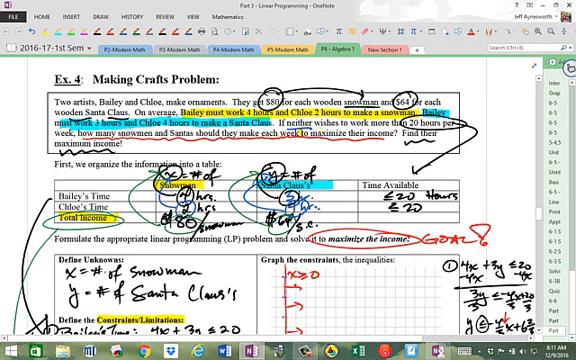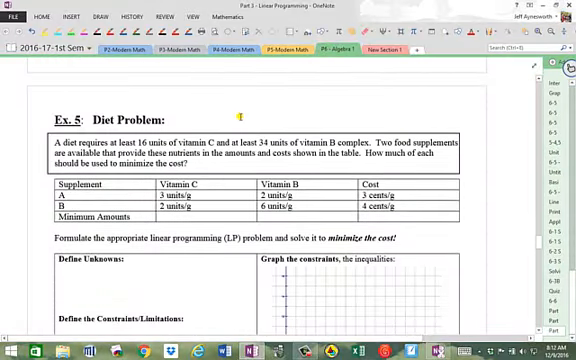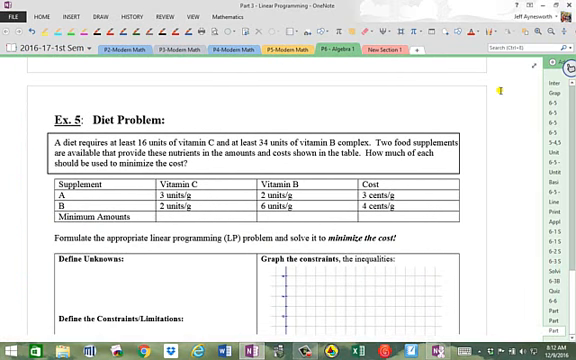We'll call it a making crafts problem, dealing with ornaments during Christmas time. Now, what you need to do is try something new. On the next page, number 5. How do you do number 5? Number 5 is the diet problem. The diet problem is cool because it's a real problem, and it's different because this time you want to minimize something instead of maximize something. So let's read the problem and get it set up.